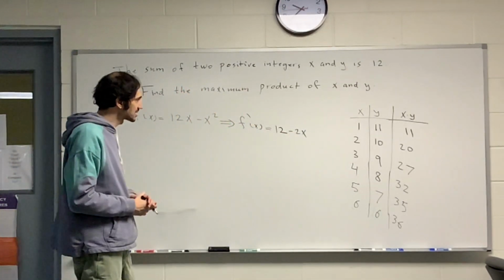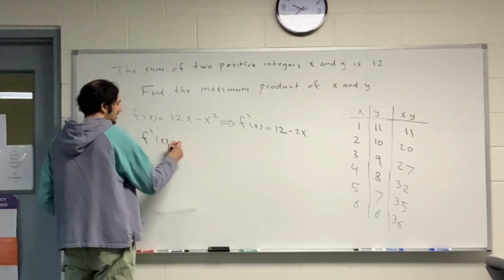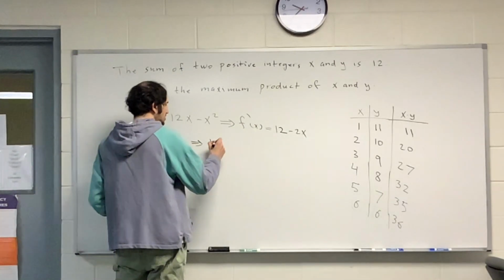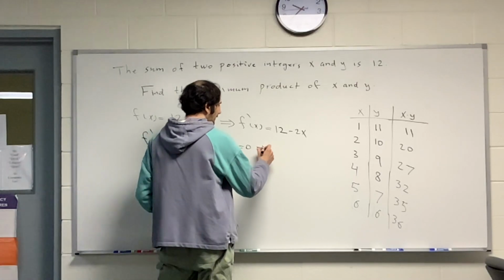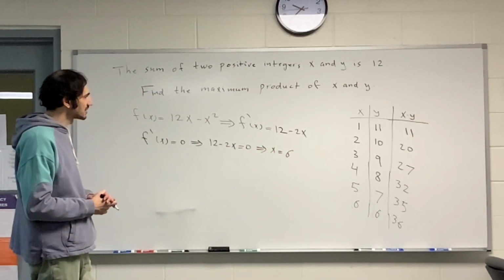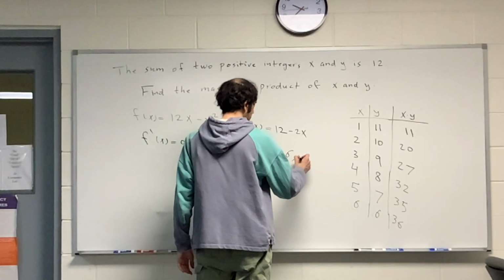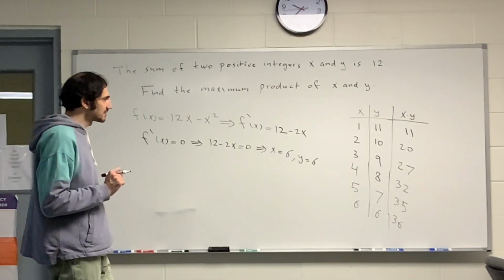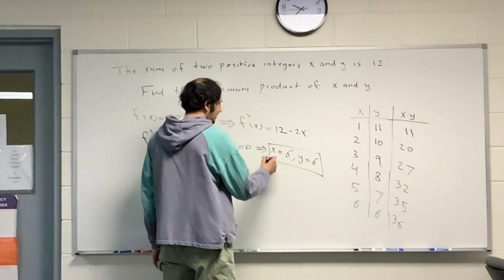And if I want to find the critical points, I have to solve the following equation: f prime x equal to 0, which means I have to solve the linear equation 12 minus 2x equal to 0, which means x equals 6. But if x equals 6 and the sum of x and y is 12, it means y also equals 6. So this is the critical point I'm looking for, and these two values will give me the maximum of my function.